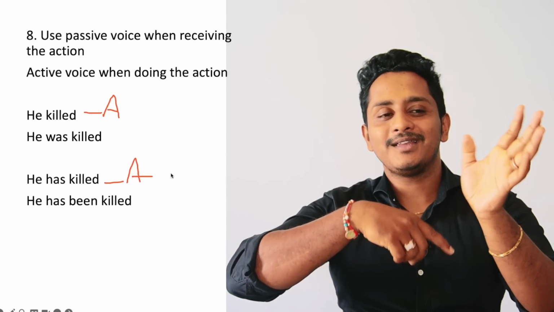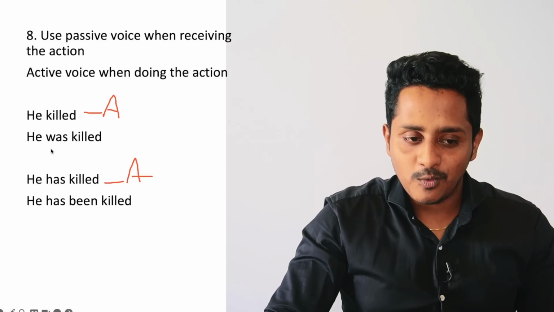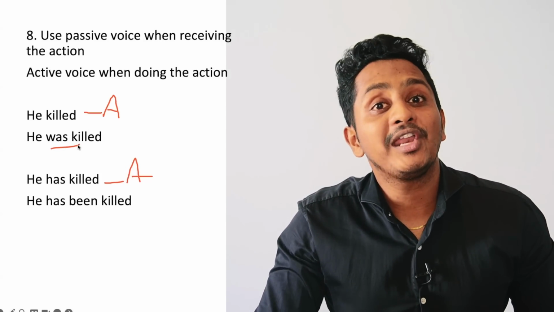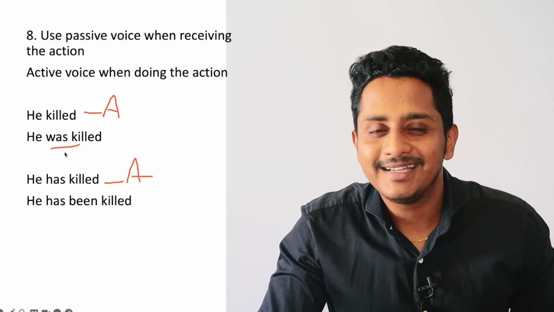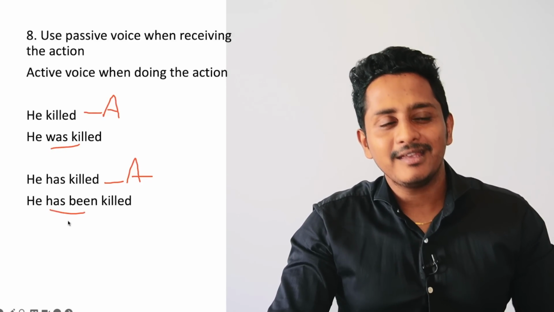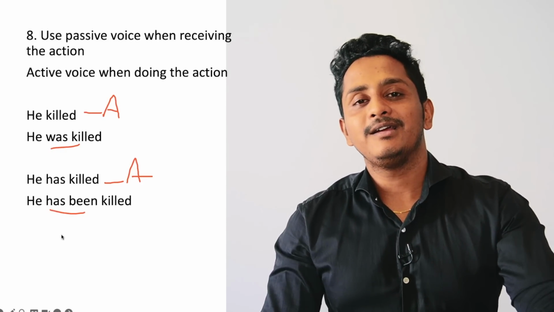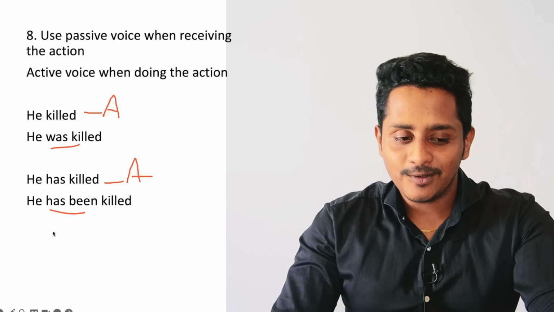He is a receiver. If it's a receiver, use was killed, are killed, were killed, am killed. Getting it? Or has been killed, had been killed, have been killed. Is being killed, that's also there.